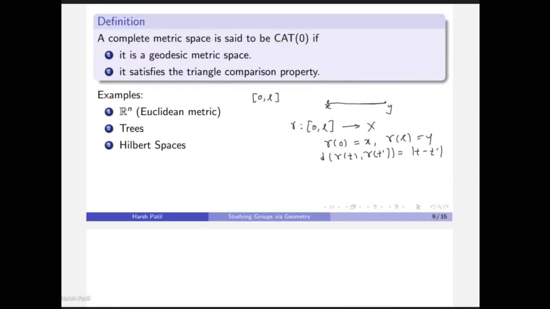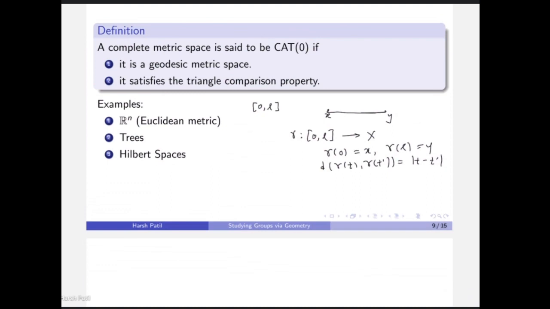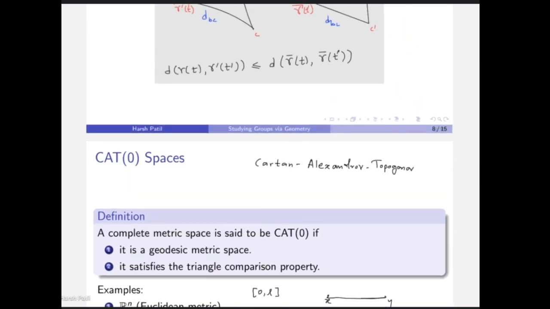Let's look at examples of CAT(0) metric spaces. Rn with the usual Euclidean metric satisfies this property. It's sort of trivial, but if you take any three points, you can find a plane in which they lie, and that plane is isometric to R2. So here it'll just be an equality in that case.